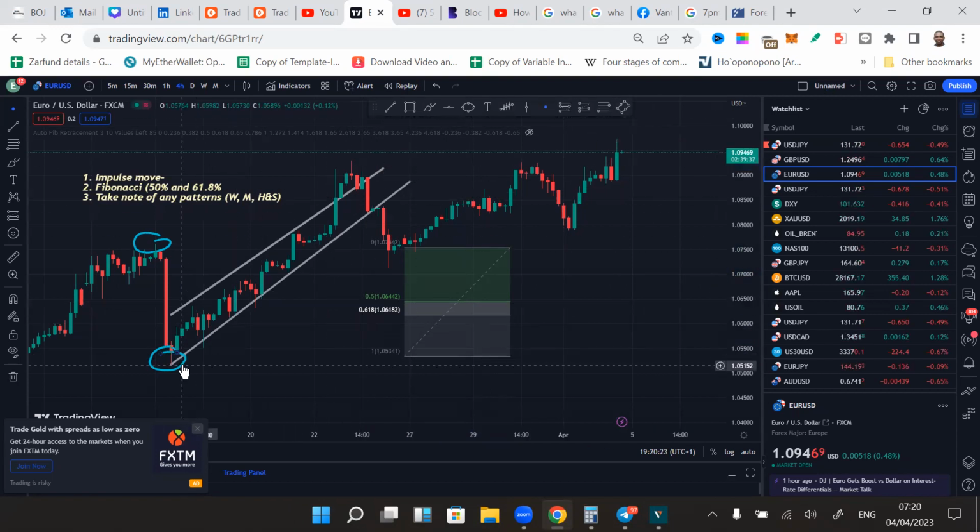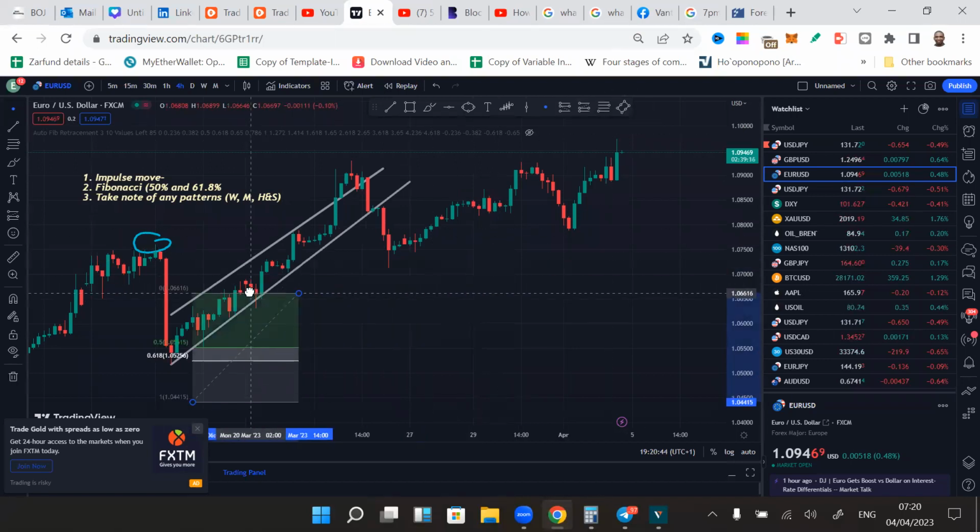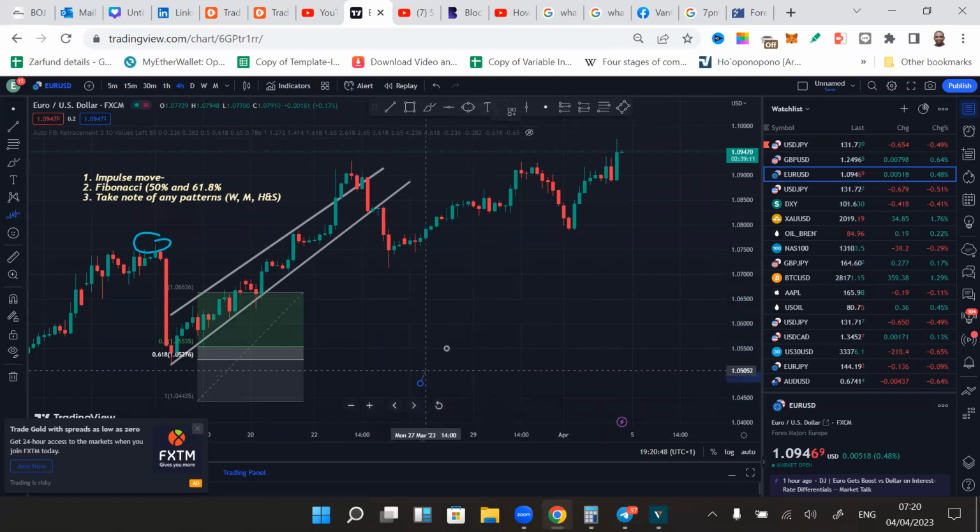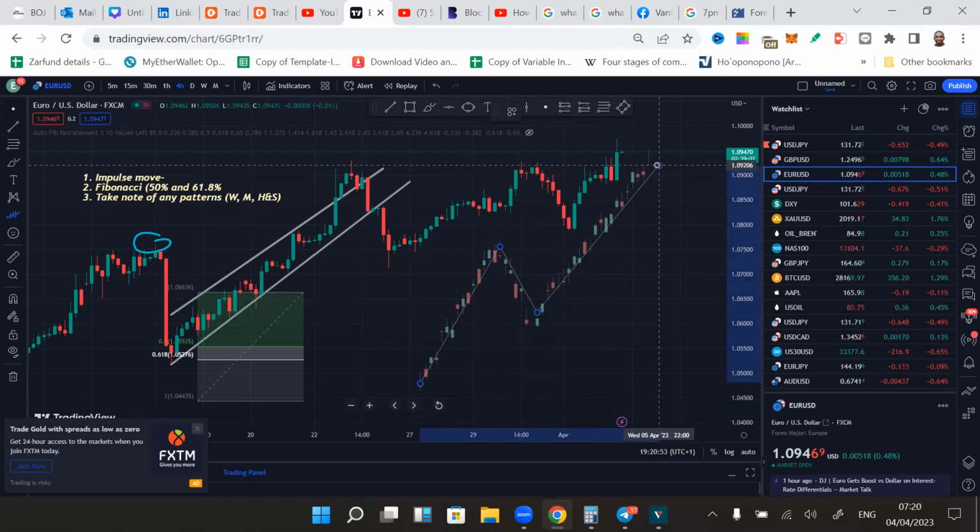Whenever you see an impulse move, like we said, find an impulse move. When you see an impulse move, what you are looking for then is a pullback, then a continuation. You're looking for an impulse move, then a pullback, then a continuation. So it's something like this. So you are looking for something like this, then you look for a pullback, then a continuation. That's the idea. That's the way it is.